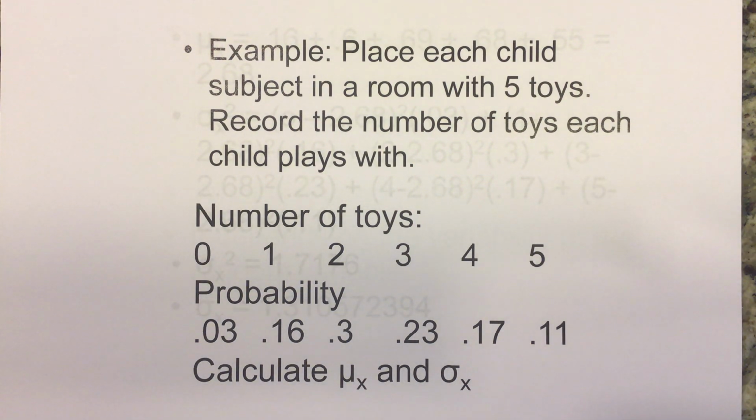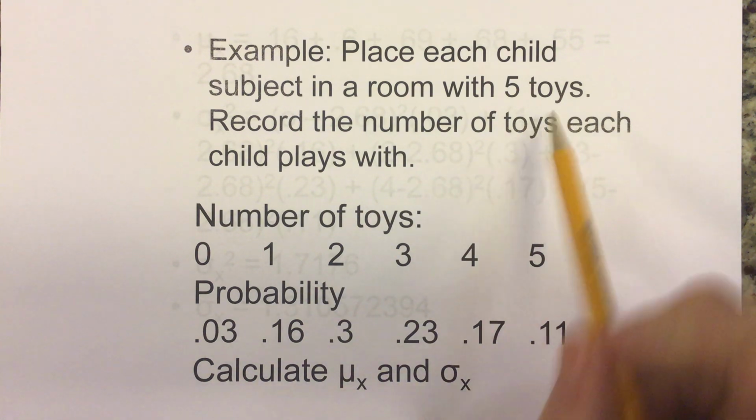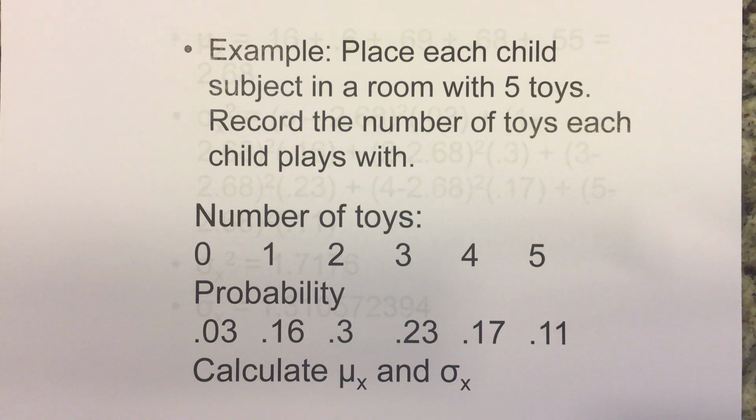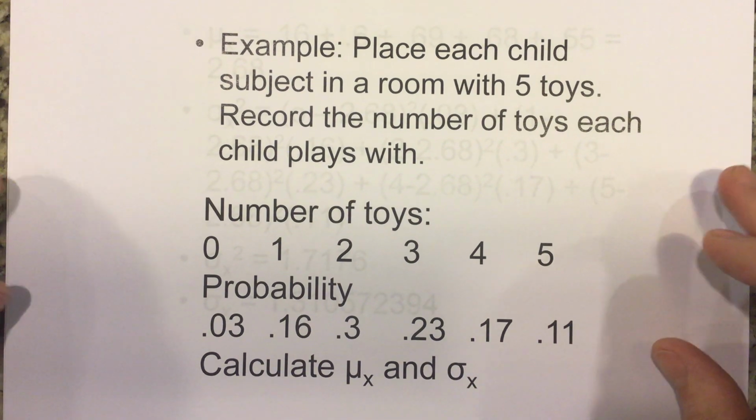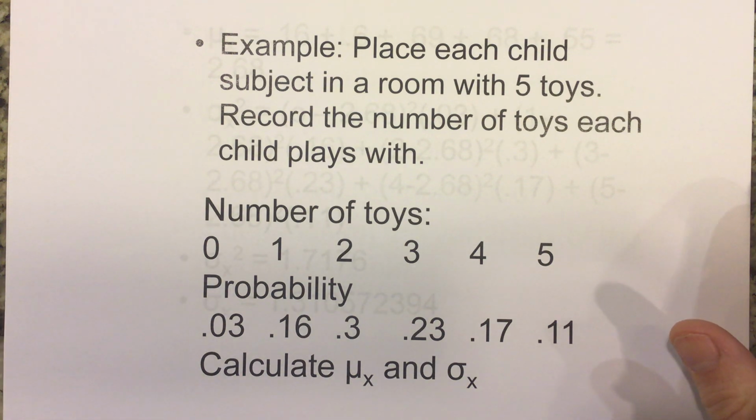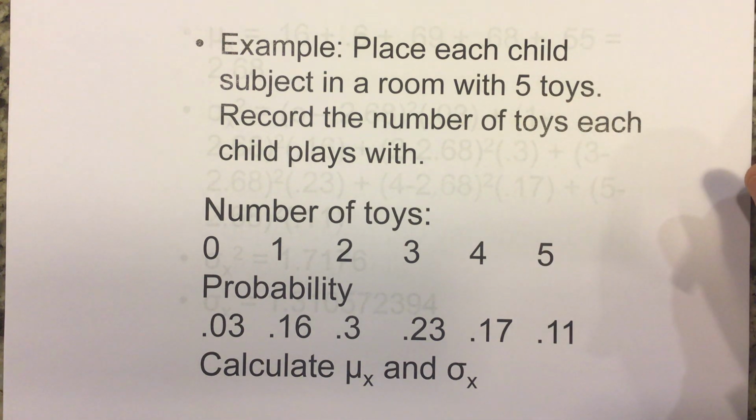All right. Let's try a problem now. Let's say we do a little experiment. We take a bunch of kids, and one at a time, we put each child in a room with 5 toys. We watch the child for a fixed amount of time, and we record how many of the toys the child plays with. This is a famous experiment that child psychologists would do. They were wondering if something like this could be used to predict a child's intelligence later in life.